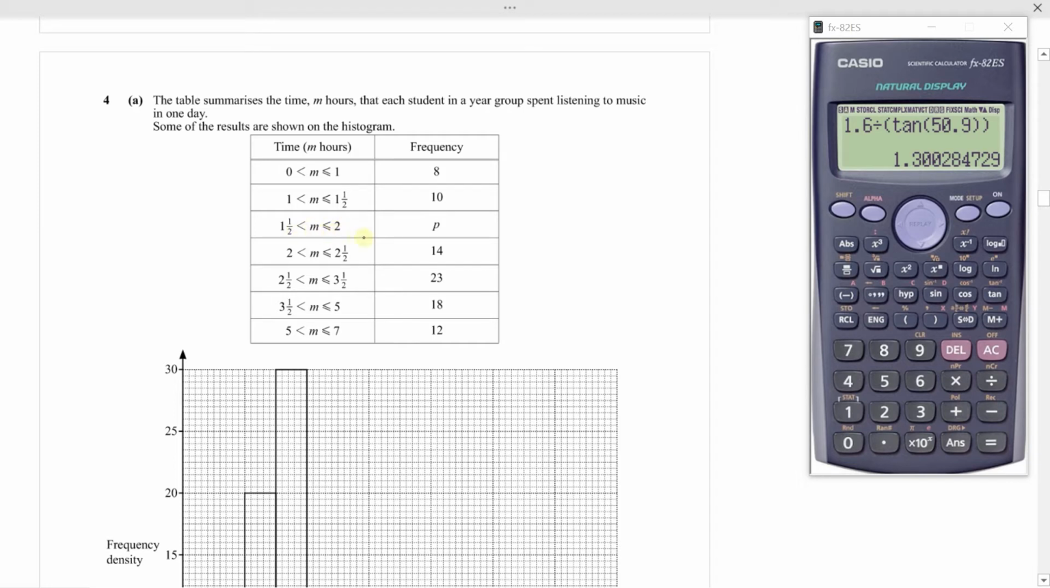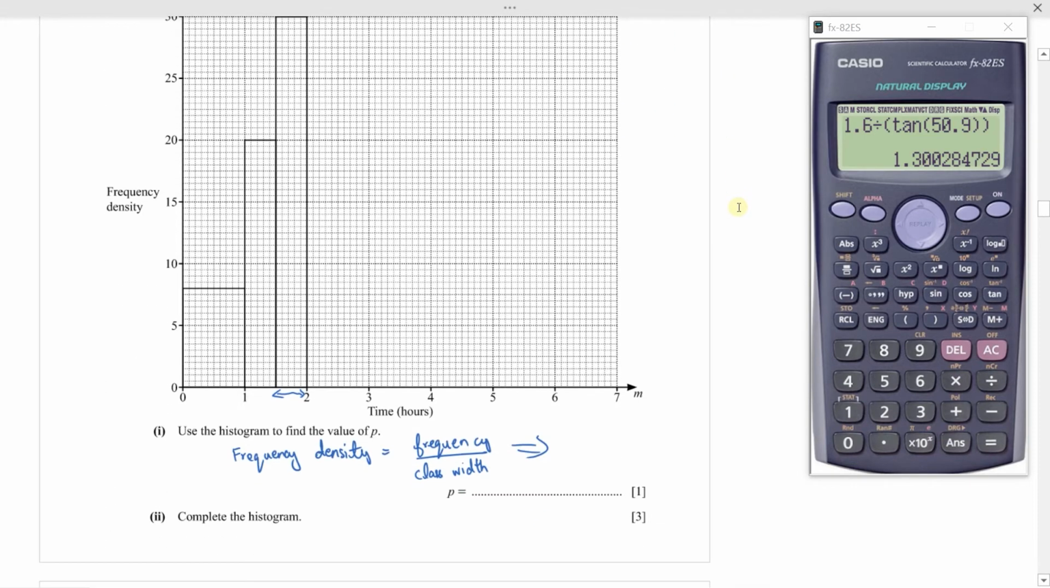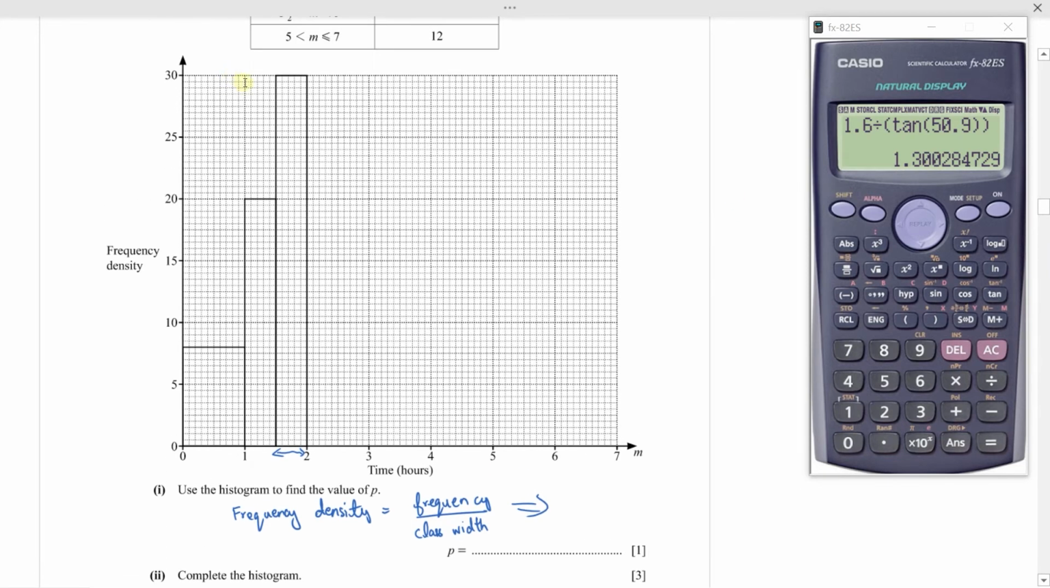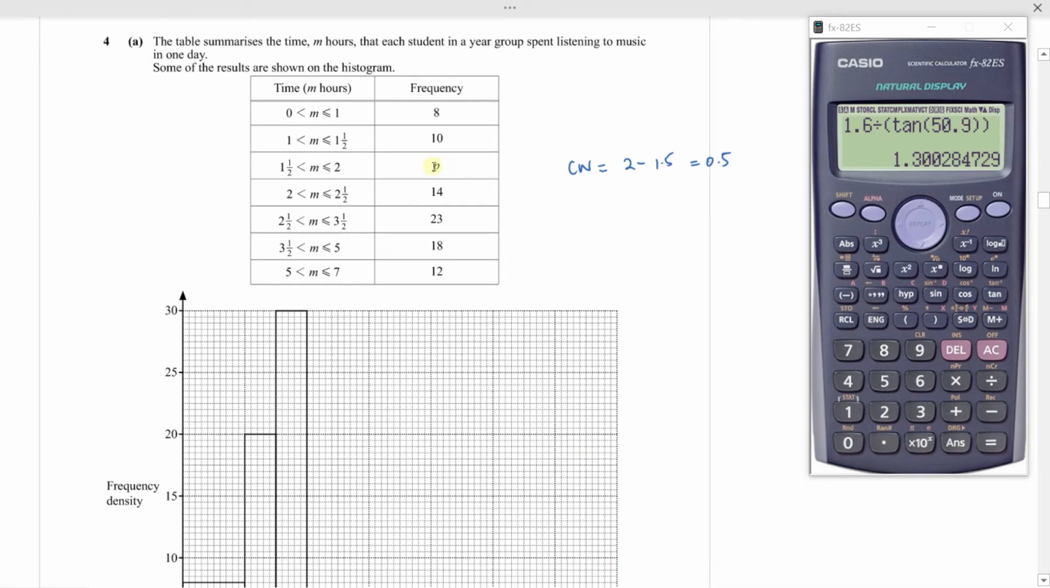So now I substitute the values here for this class interval, which is 1.5 to 2 hours. What is the class width here? Class width here is 2 minus 1.5, which is 0.5. So frequency density is 30. So 30 equals the frequency, which is P, that we need to calculate here, divided by 0.5.